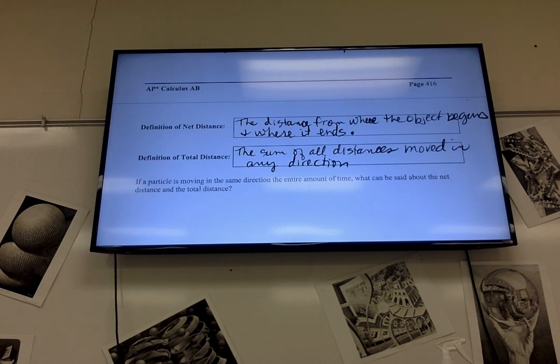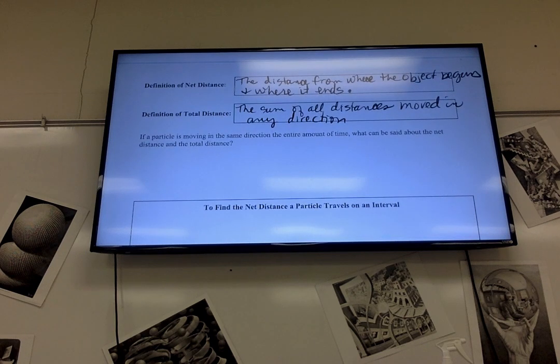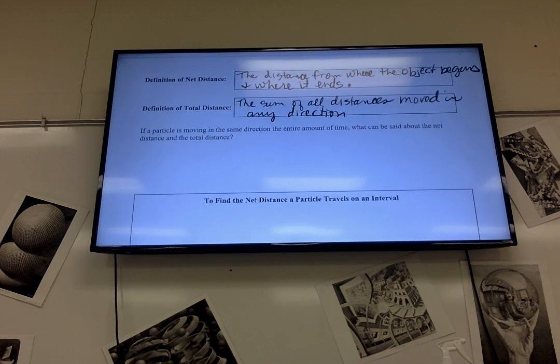If this is on the test, if they want me to know the definition, I can write that. Starting point. So if a particle is moving the same direction the entire amount of time, the net distance equals the total distance. That makes sense.